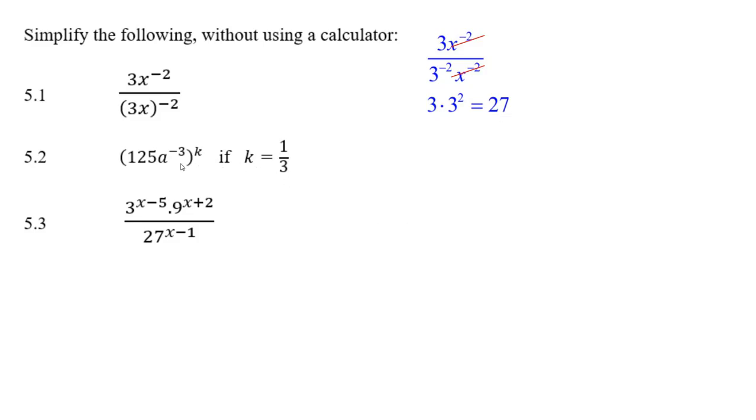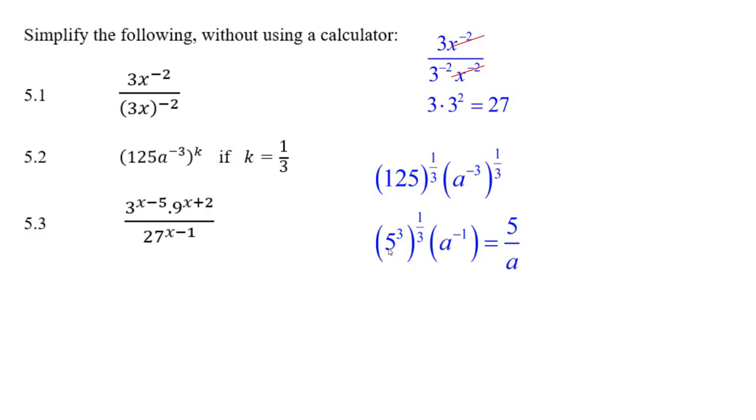Well, what happens to this expression here if k is equal to a third? Put a third in there, and that's really 125 to the 1/3 power. You see the 1/3 affects the 125, but 125 is really 5 cubed. So 5 cubed to the 1/3 power, the 3's cancel. You multiply and you just have 5. Over here, you've got a to the -3 to the 1/3 power. The 3's cancel. It just becomes -1. 3 times 1 over 3 is 3, but it's negative.